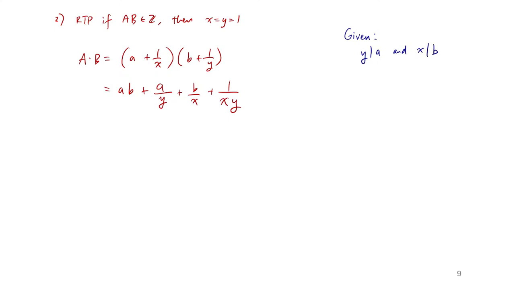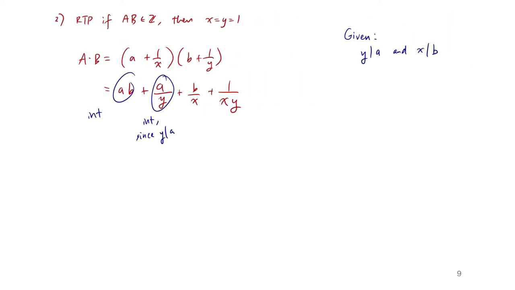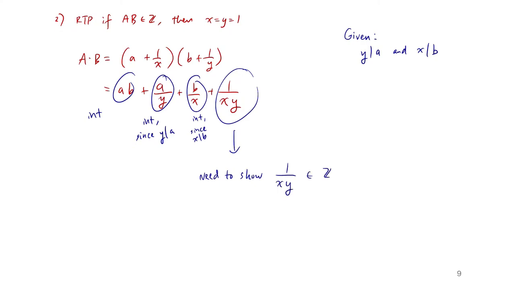Okay, so now what we want to do is show that all of these constituent parts of the sum are integers. And if we can do that, it tells us the entire thing is an integer, right? So this is an integer. So is this, since Y divides A. The whole definition of A divides B means that the quotient of B over A is an integer. 8 dividing 24 just means that the result of dividing 24 by 8 is an integer. So we know that A over Y is an integer. Similarly, this is an integer since X divides B. And now we need to show 1 over XY is also an integer. Okay? How can we proceed here?